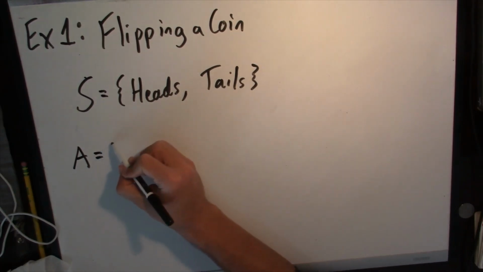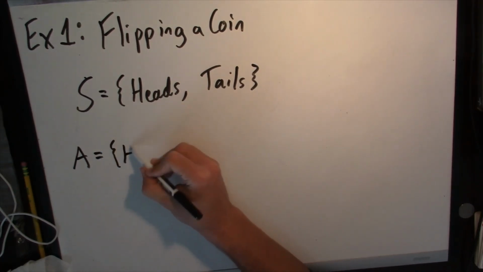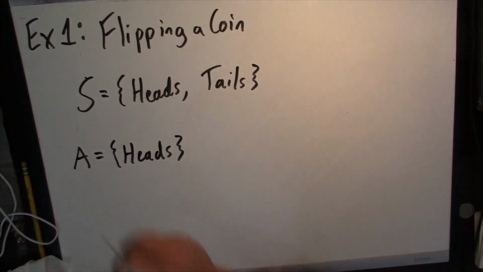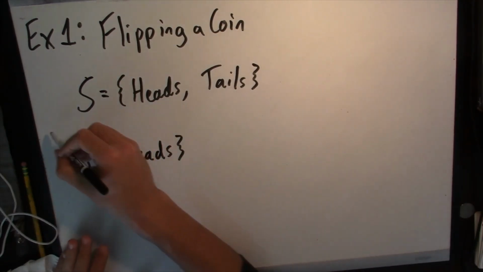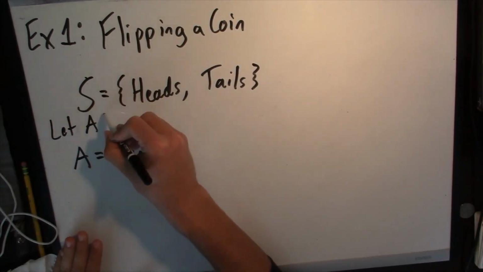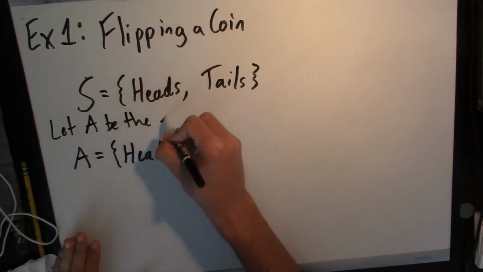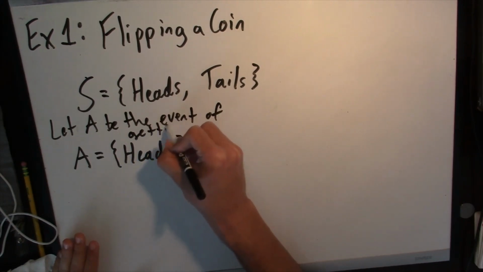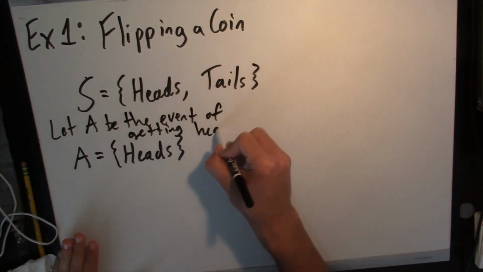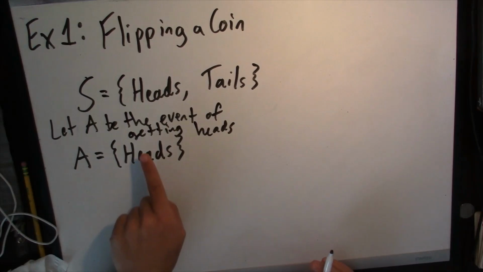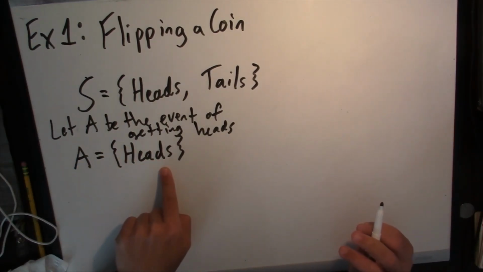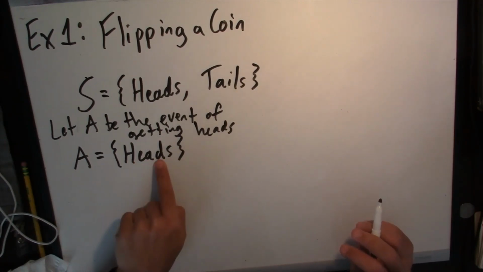The event A is the outcome of landing on heads. So let A be the event. Let me go ahead and write this out. Let A be the event of getting heads. Okay, so I'm calling A the event that we get heads. So the set is all the desired outcomes, which is just heads.